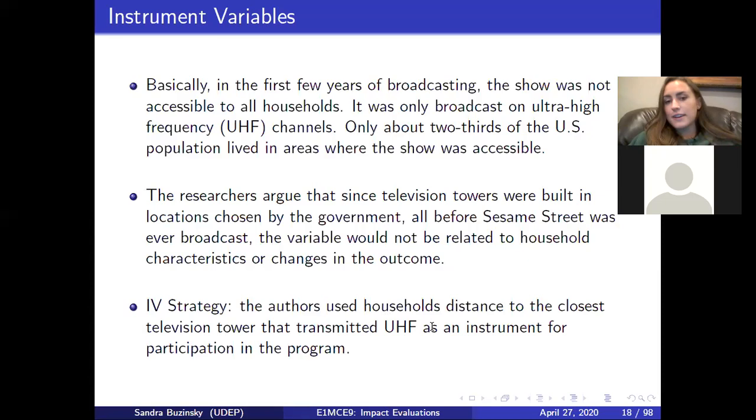So what do you guys think of this? Do you think that it satisfies both the exclusion and relevance assumptions? Well, let's start off with relevance. Do you guys think yes or no it satisfies the relevance assumption? And just tell me why.